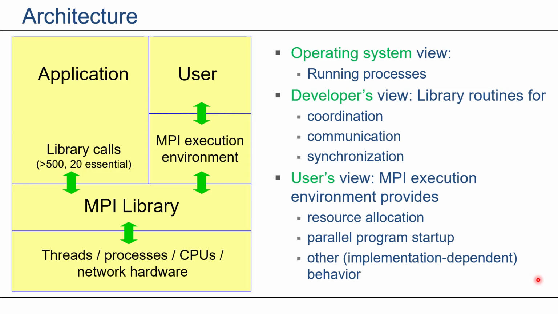The user's view, so a user is someone who starts an MPI application that's already compiled and linked, is the execution environment of the MPI implementation. So how are resources allocated? How is the parallel program actually started? Who cares for starting the processes that comprise the parallel program and other implementation-dependent behavior? So the user's view is more comprehensive than just a library. It also contains the MPI execution environment, which can be important, as we will see.